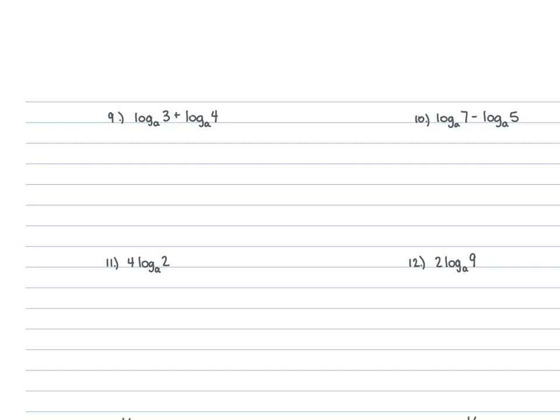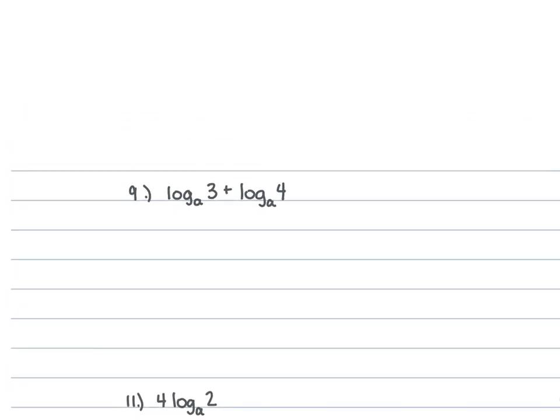Okay, so if we look at 9, we have log a of 3 plus log a of 4. We have the same base here, log a, and we are adding, so we are going to multiply the 3 and the 4. So this is going to give us log a of 3 times 4, which is just log a of 12.